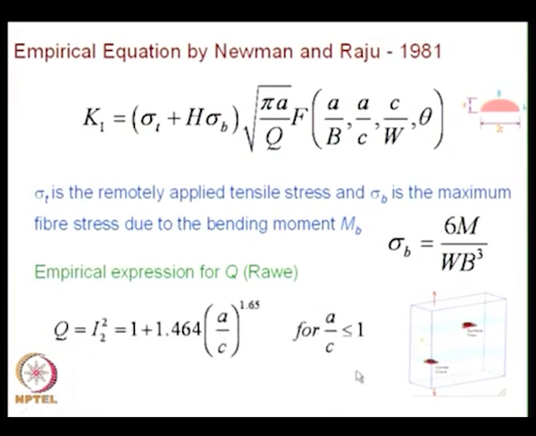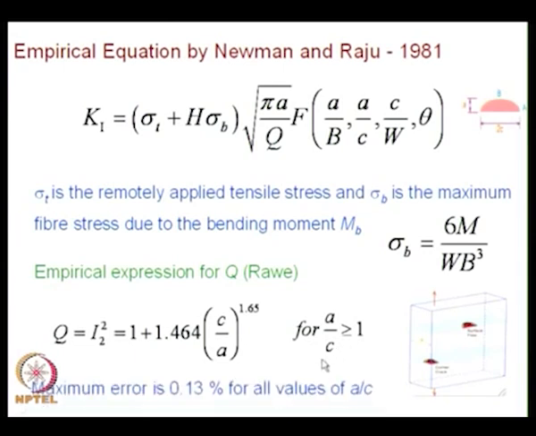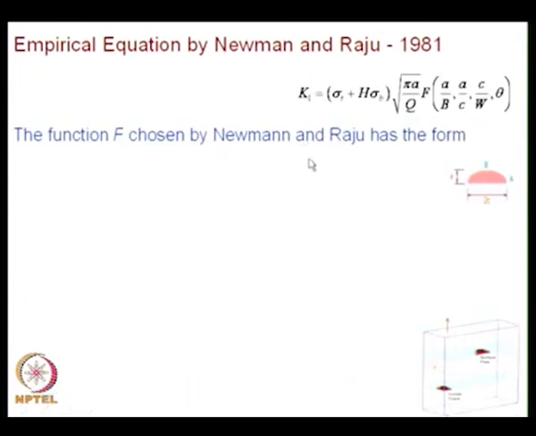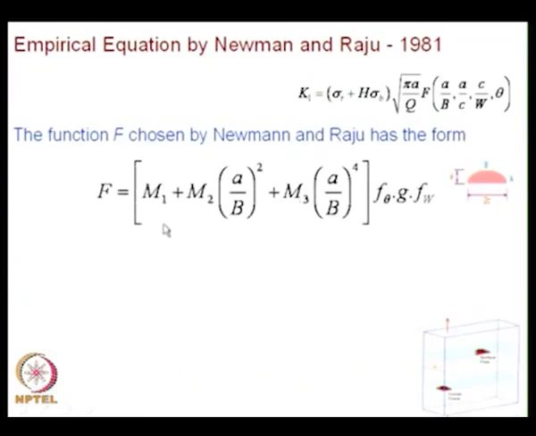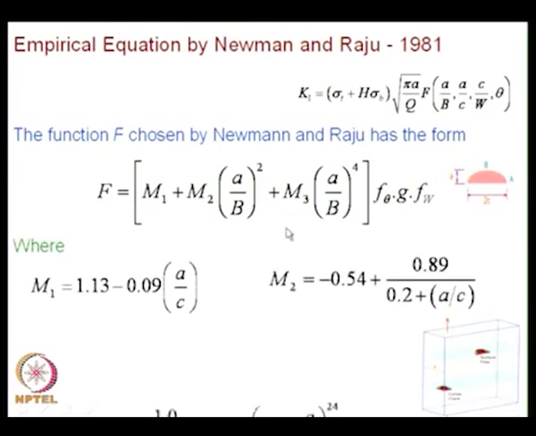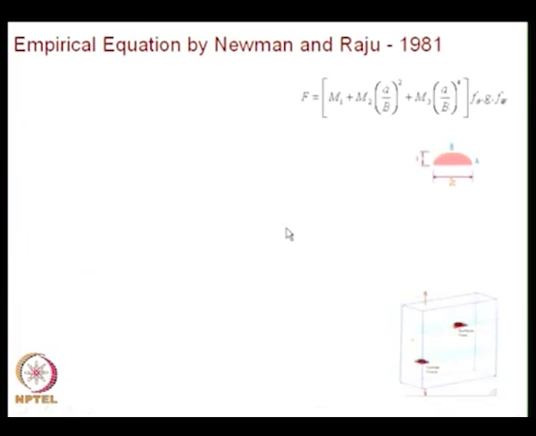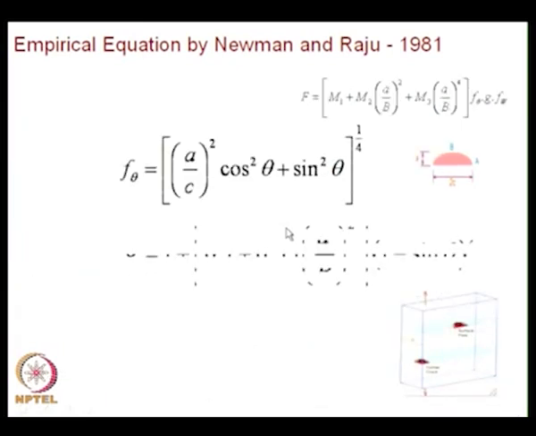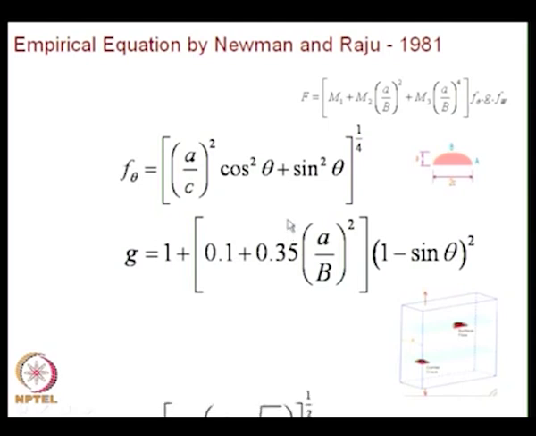This is given for a by c less than or equal to 1, also given for a by c greater than or equal to 1. And if you do this with this kind of an expression, the maximum error is about 0.13% for all values of a by c. Then we moved on to look at what are these functions f. This has a component of m1, m2, m3, and these were also defined. All these equations you had written in the last class. We have also looked at the functions f theta, g as well as f w.